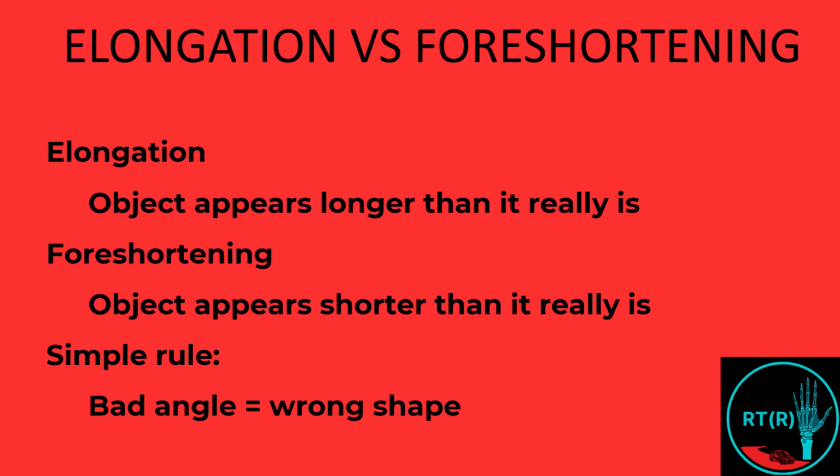Elongation versus foreshortening. Elongation, the object appears longer than it really is. Foreshortening, the subject appears shorter than it really is. The simple rule: bad angle, wrong shape. Elongation makes the anatomy look stretched out. Foreshortening makes it look compressed. This often comes from incorrect angulation or poor alignment between the part and the image receptor. In an exam question, they may describe the image rather than naming the distortion.